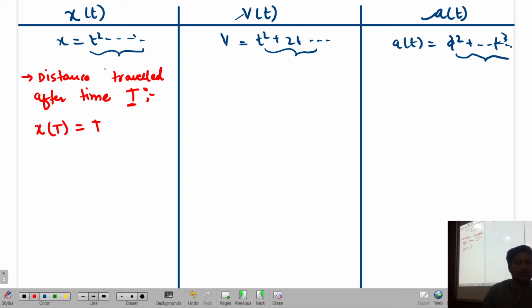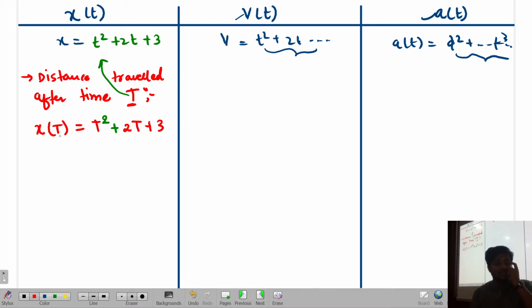Let's suppose I take one example of an equation. Do not think that this is the original equation, it is just an example. Let's suppose x is given as t square plus 2t plus 3. So what will be your displacement after time t? You will just replace t with the given value, so it becomes t square plus 2 into t plus 3. This is the displacement or distance traveled by the body after time t.